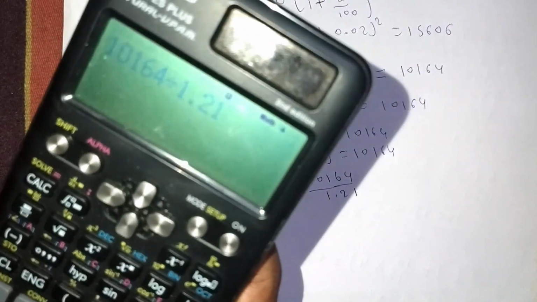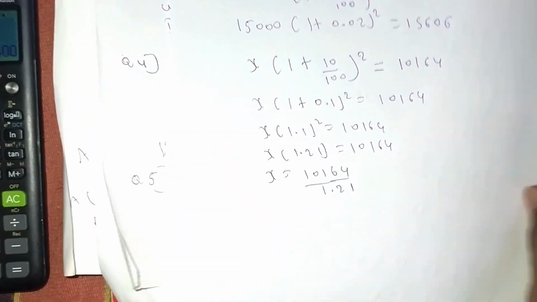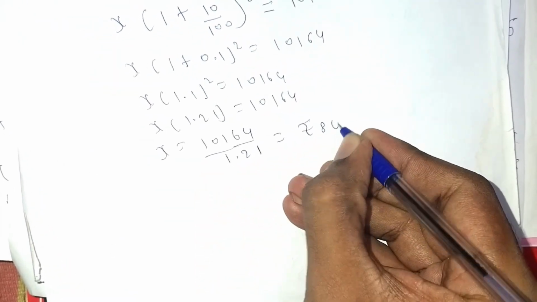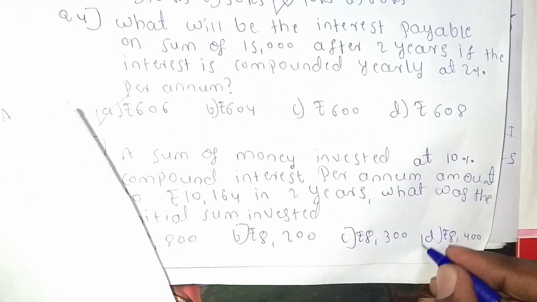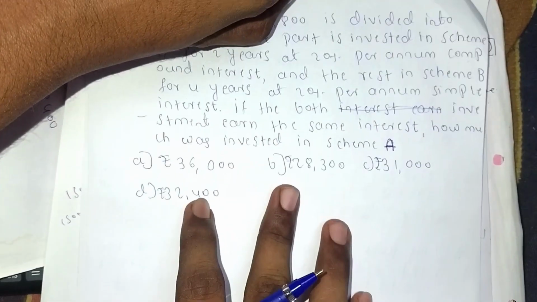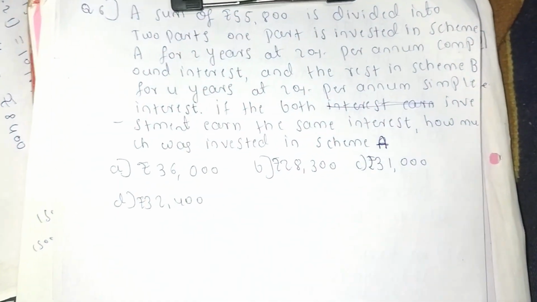So let's see here, 10,164 divided by 1.21 is 8,400. How much did we get here? 8,400 rupees. So the answer is option D.